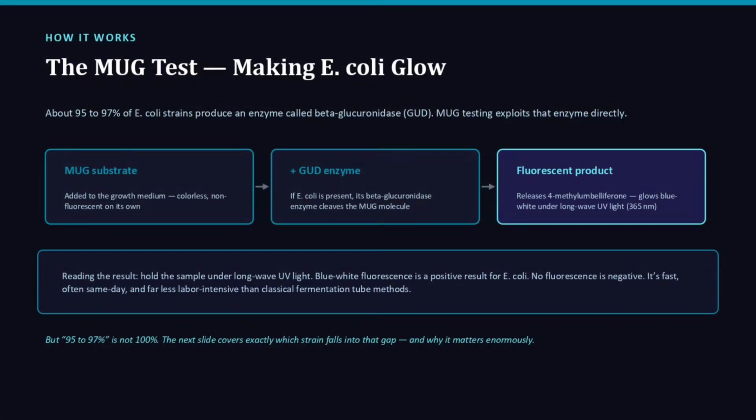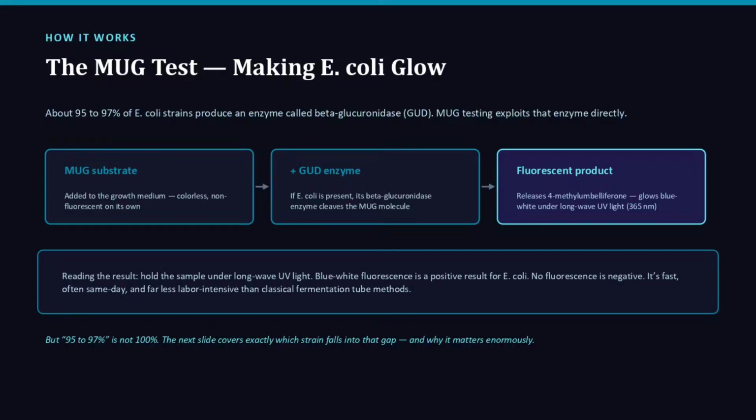Let's talk about how the mug test actually works, mechanistically. About 95 to 97% of E. coli strains produce an enzyme called beta-glucuronidase, often abbreviated GUD. Mug testing exploits that enzyme directly. Follow the reaction on this slide.